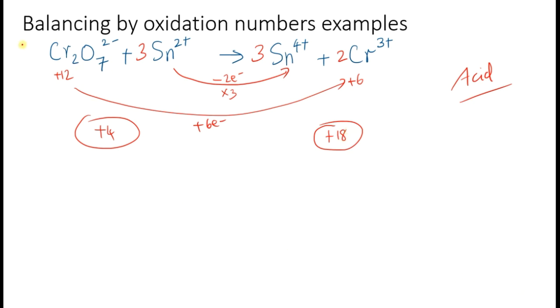So this means I have to add a 14H plus on the left hand side, right? And look at the oxygen here. So this means I have to add 7 H2O on the right hand side.